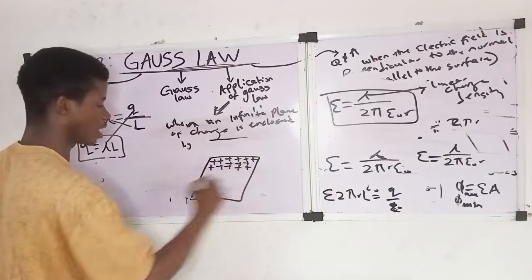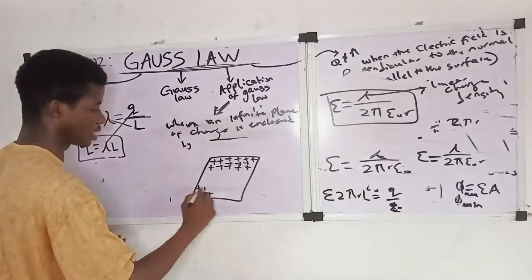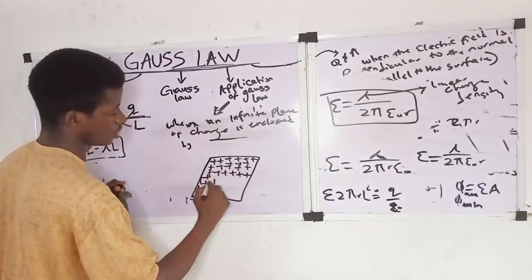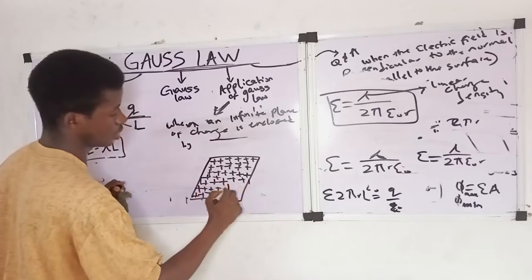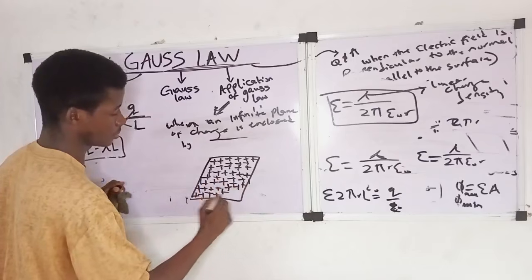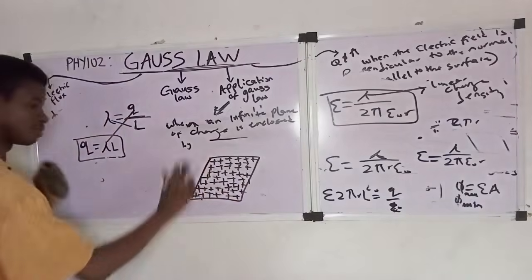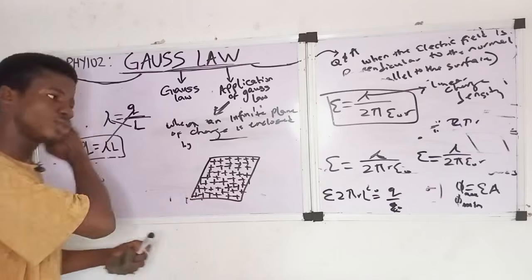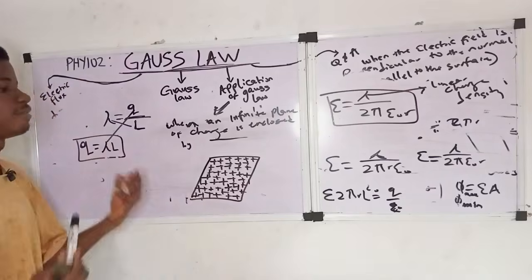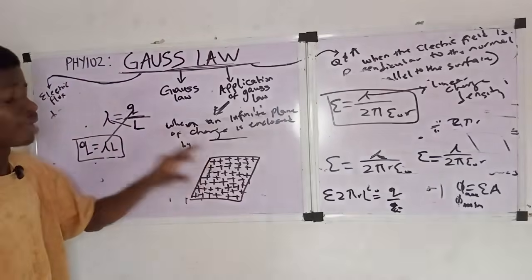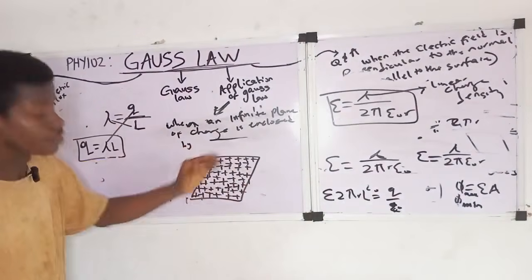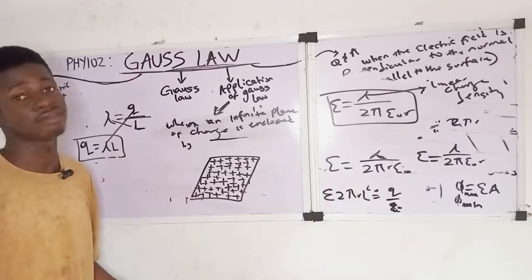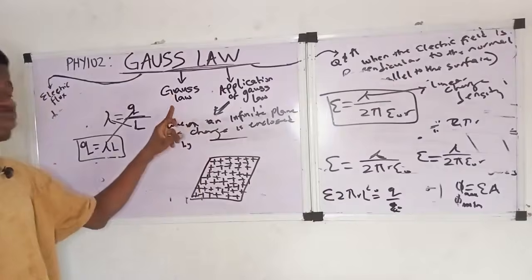So now this is a plane of charge, right? A planar object. If I determine the electric field produced by this infinite plane of charge, how are we going to calculate the electric field? It's very easy. We use Gauss law, right?